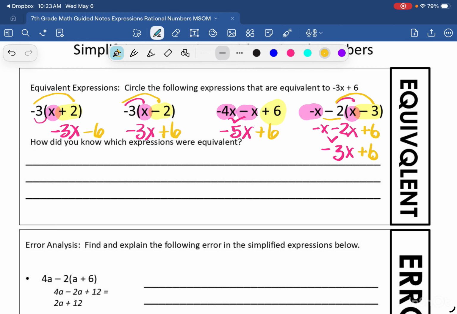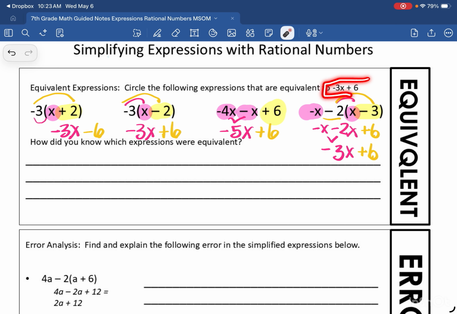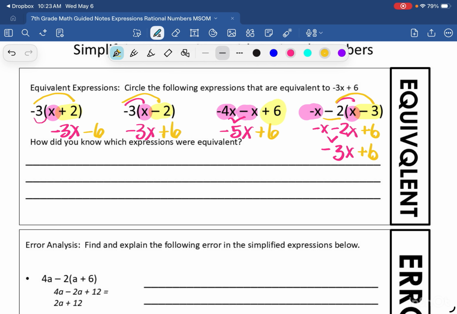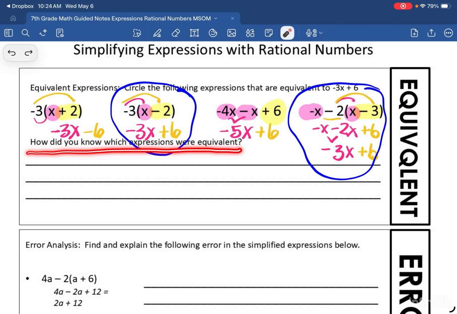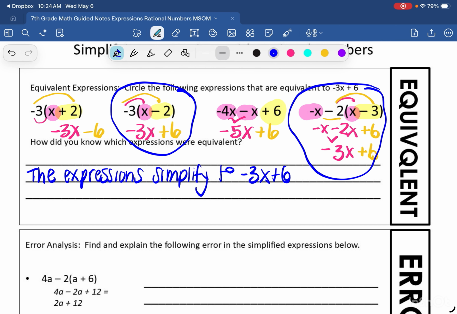All right, so then it asks me which ones are equivalent to negative 3x plus 6. So let's circle the ones that simplify to negative 3x plus 6. So that's the second and fourth one. How do you know which expressions are equivalent? Well, I simplified them, and they simplified to the expression negative 3x plus 6.